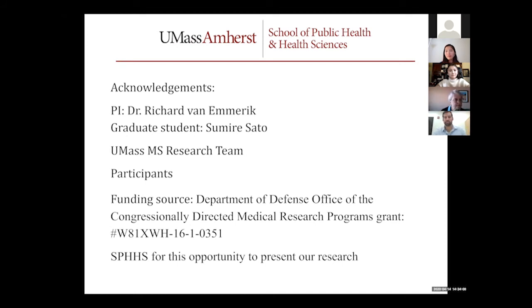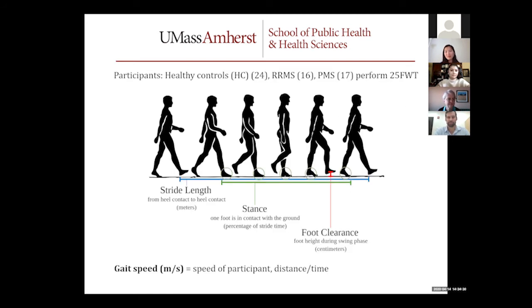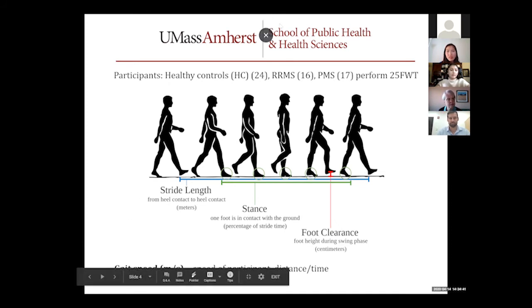Great presentation. I'm sorry for the mispronunciation of the questioner's name. It's a statistical question. What sample size per group was used and was the data normally distributed? So we had 24 healthy controls, 16 people in the relapsing remitting group, and 17 people with primary progressive MS.